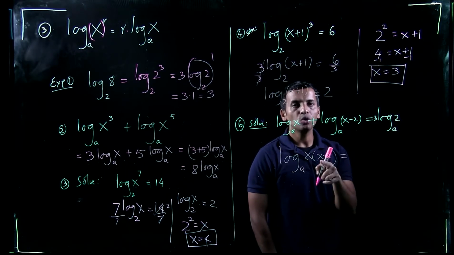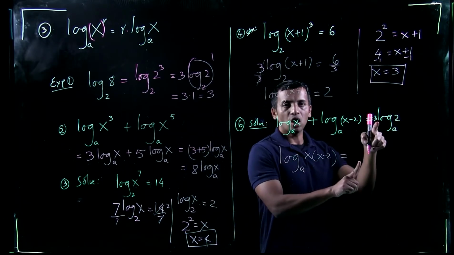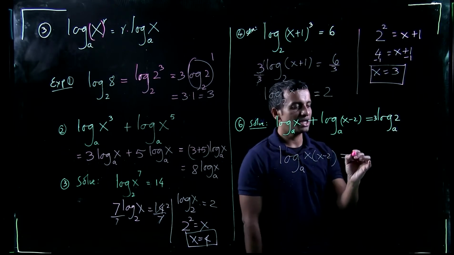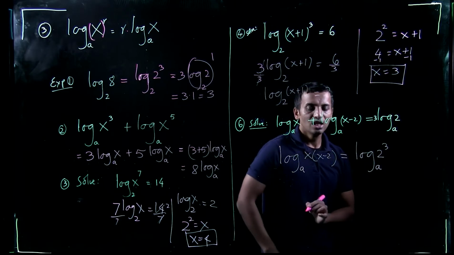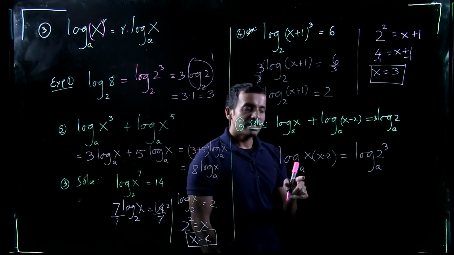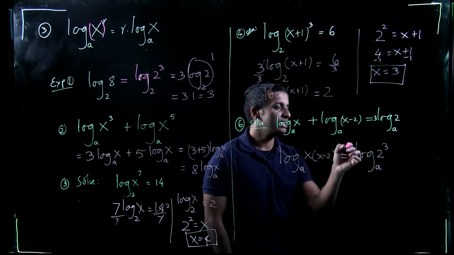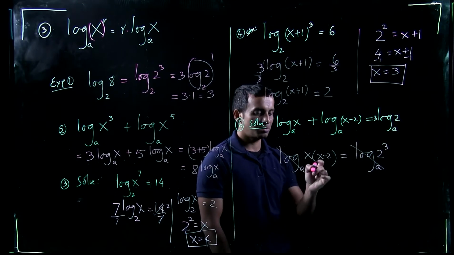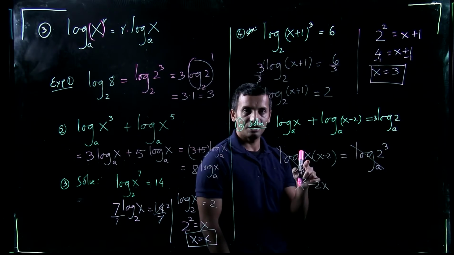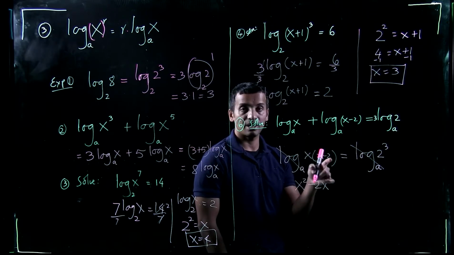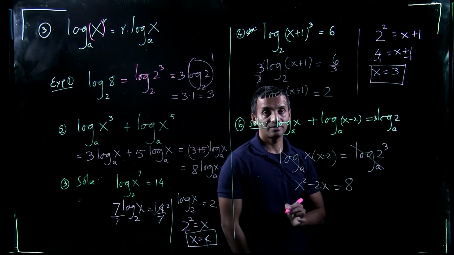But if you want to compare two logs, since this log doesn't have any number before it, we want a log without a number before it. So what you can do is write log base a of 2 to the third. Make sense? So see, there is log base a, there is log base a, and there is nothing before the log on either side. So you can think of this as canceling those log base a. So what do you get? You get x squared minus 2x, because x times x is x squared, x times negative 2 is negative 2x, equals 2 to the third, which is 8.